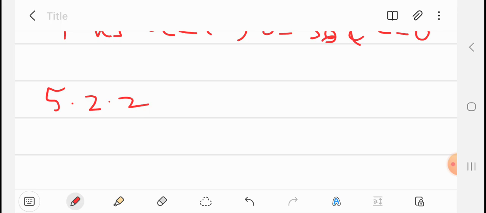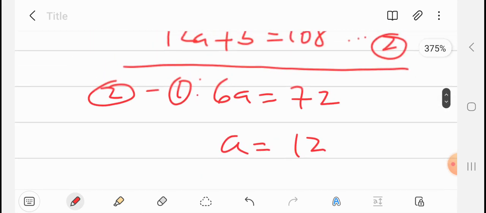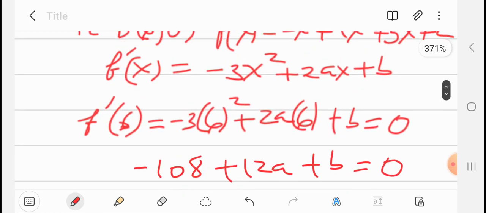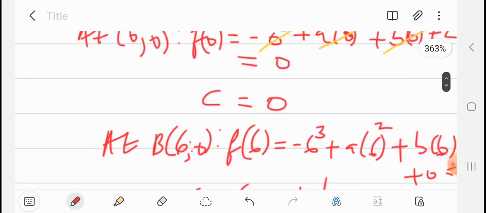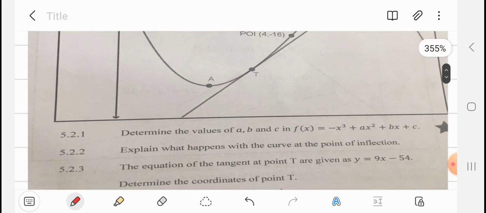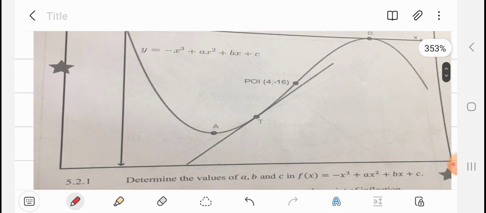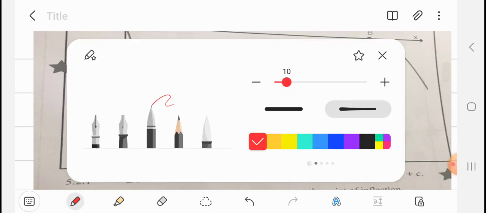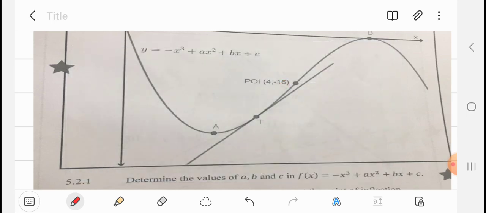5.2.2 is in context very, very easy. Let's just go back to what we actually had just now. 5.2.2 says, explain what happens with the curve at the point of inflection. We have the point of inflection clearly here, and the point of inflection is this one.